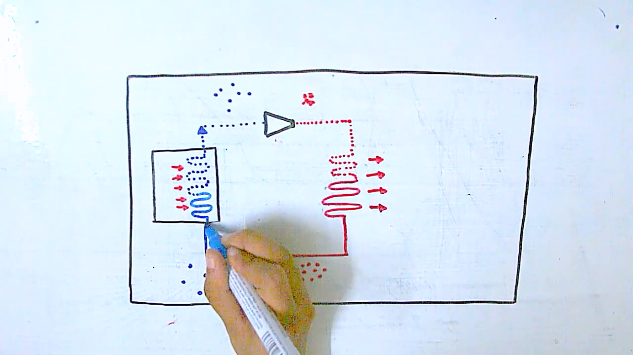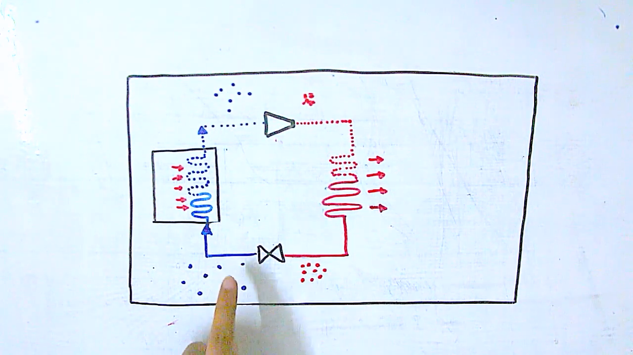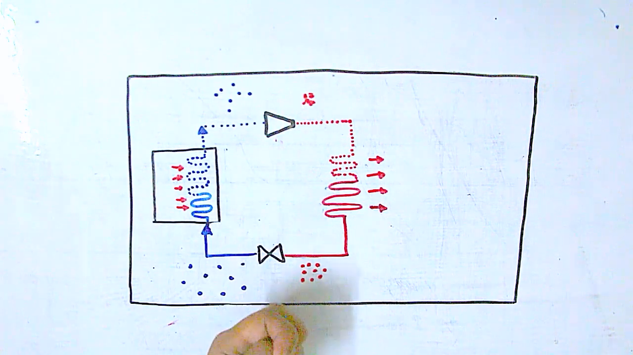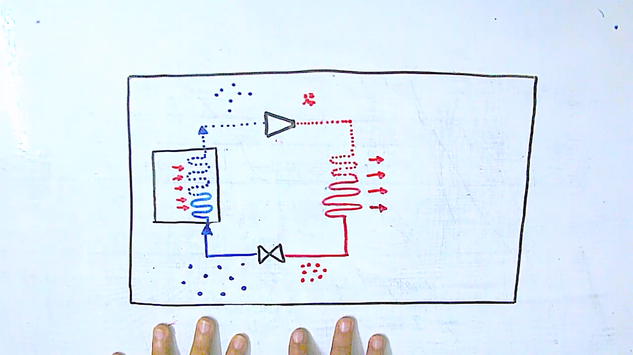And now we are back to where we started. We have a cold refrigerant which is ready to go into the evaporator and pick up more heat. And that is how a refrigeration system works. And I think you'll agree with me now that this is very, very simple.